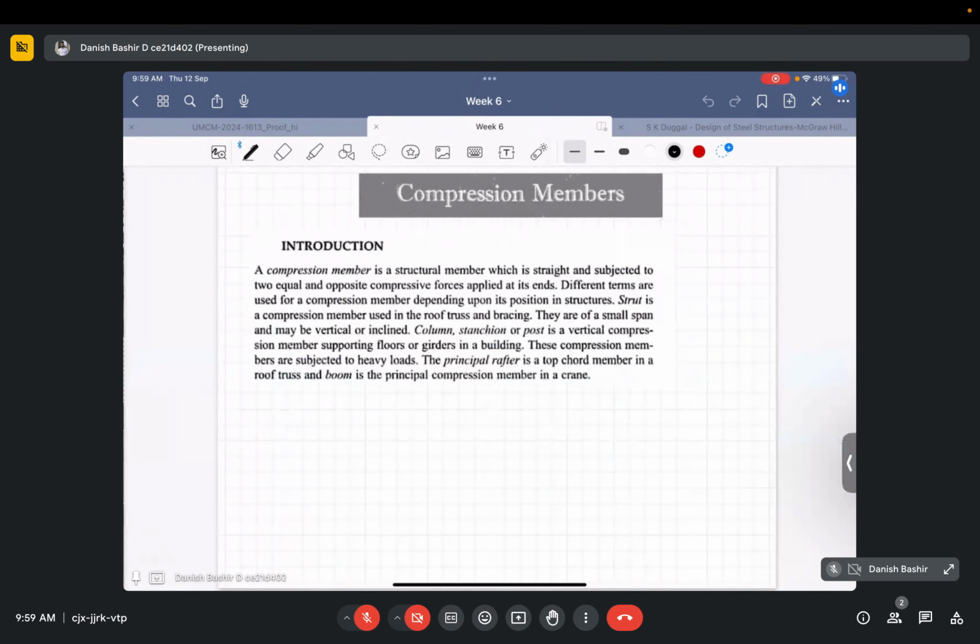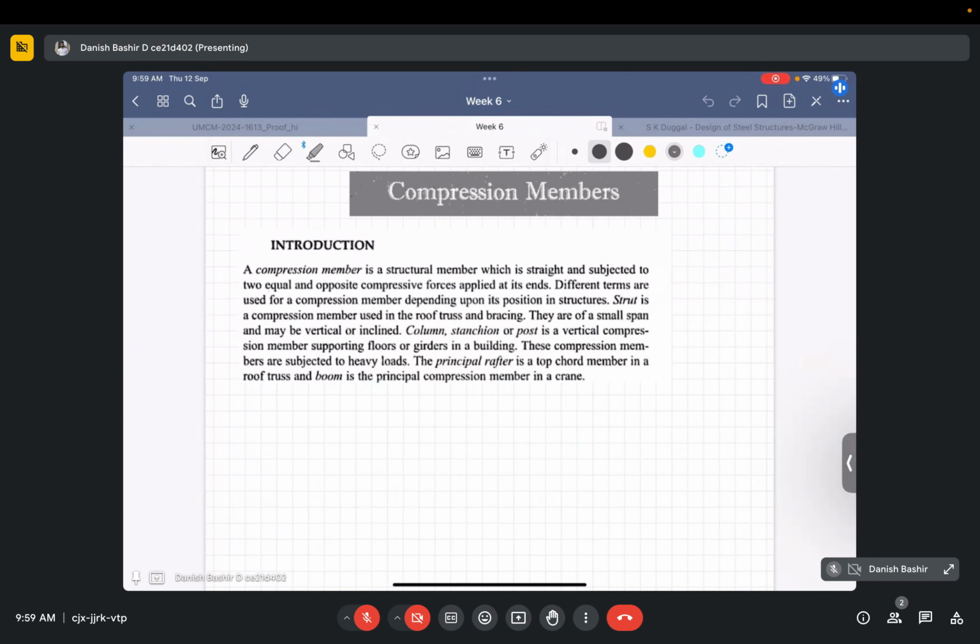How will we define a compression member? We can define a compression member as a structural member which is straight and subjected to equal and opposite compressive forces at its ends. There are different terms used for compression members, depending upon the position in the structure. A strut is a compression member used in roof trusses and bracing. They are small span and may be vertical or inclined. A column or a post is a vertical compression member supporting floors or girders in a building.